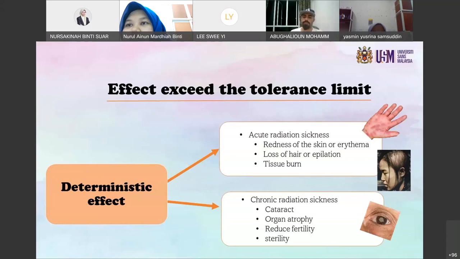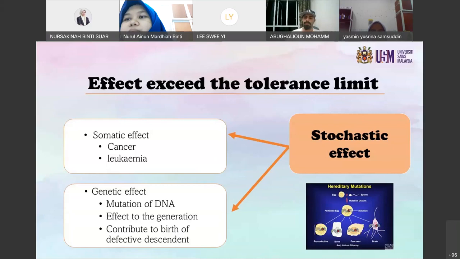Okay, next is stochastic effect. Stochastic effects are probabilistic effects that occur by chance. An extremely rare stochastic effect is the development of cancer in an irradiated organ or tissue. The probability of occurrence is typically proportional to the dose received. Stochastic effects after the exposure to radiation occur many years later. Okay, this effect is divided into two, which are somatic effect and genetic effect.